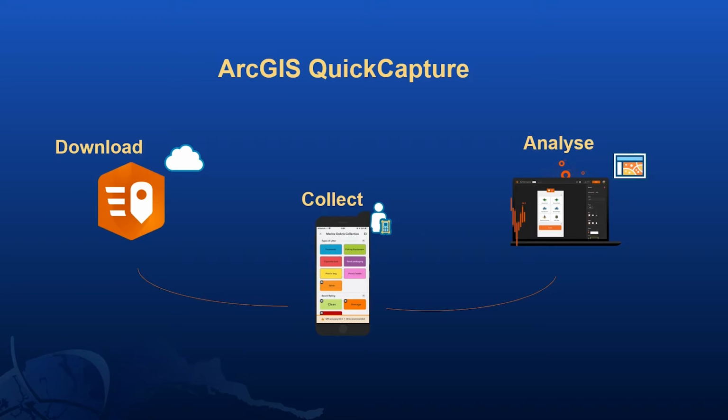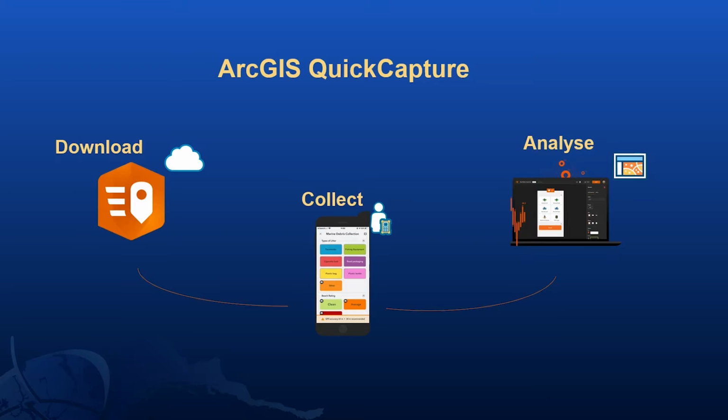So looking at our workflow here, one of the first things we need to do is download the app itself. So this is available on Android, iOS, or Windows mobile devices. And the ArcGIS QuickCapture leverages the built-in GPS and camera on your smartphone or tablet already. So it's all set up and done for you.